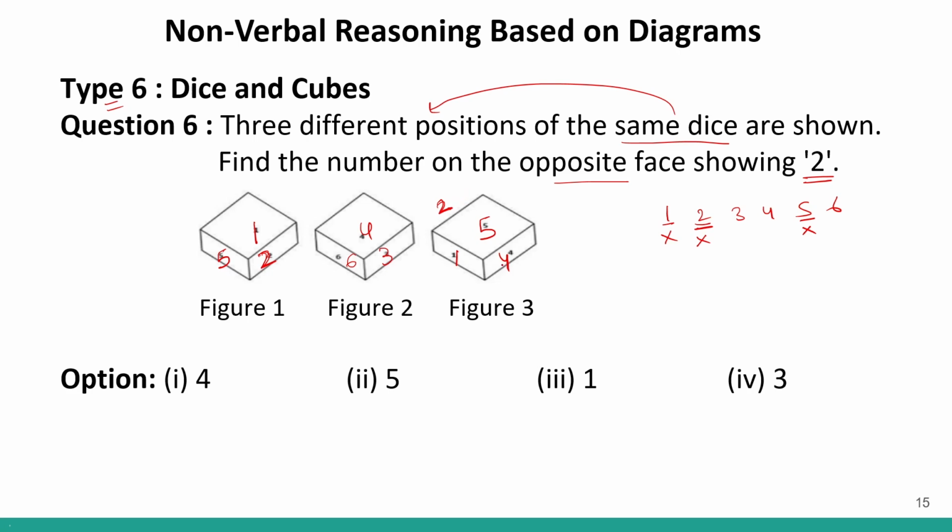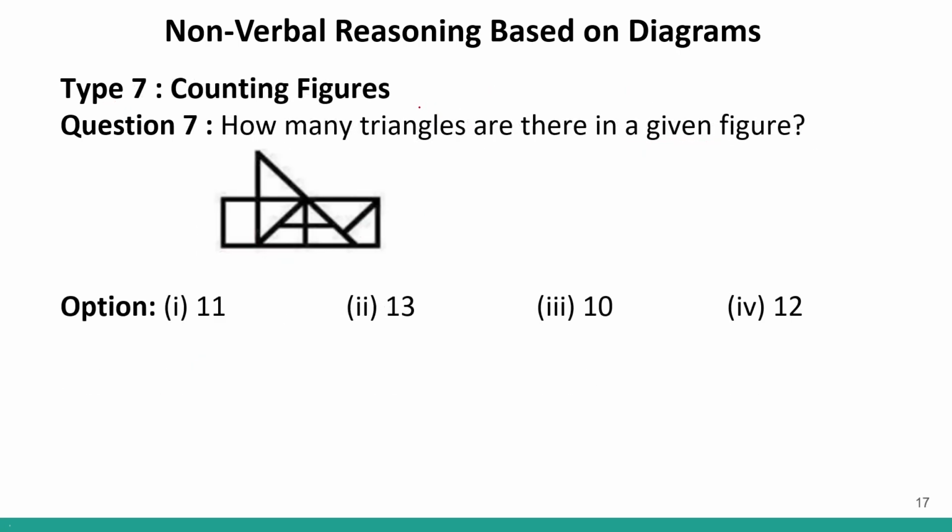Okay. And 5 is adjacent to both 6 and 3, which is given in figure number 2. So if 4 is adjacent to both 6 and 3, they will be over here. The position is not final yet. So the opposite face of 2 will be 4. So option number 1, 4 will be the correct answer. So these are your questions on dice and cubes. Now let us discuss type 7, counting figures.